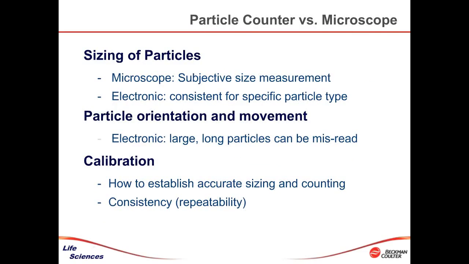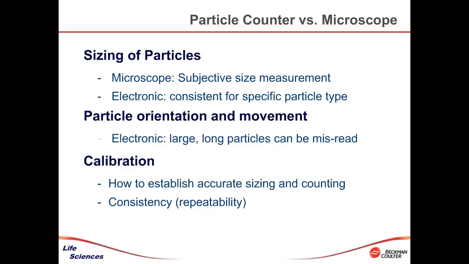So when we compare the optical particle counter to a microscope, when we size with a microscope, it gets a bit subjective. We find that it depends on the particular type of microscope, it depends on the operator, it depends on how tired the operator is, and so forth. When you use an electronic method, it's much more consistent and repeatable, and of course, between instruments, reproducible. The particle orientation and movement is something that electronics has to deal with also. It's not sitting there as a flat object on a slide in a microscope.